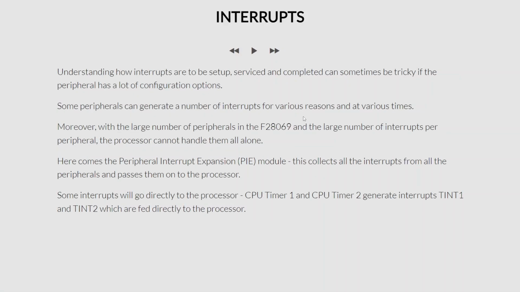Now, here I'm going to make a little statement that understanding how interrupts are set up, how they are serviced by the processor, how they are completed, and how they need to be cleaned up can be very tricky, alright? Especially if the peripheral has a lot of configuration options. Now, the timer does not have a lot of configuration options, and that is one of the reasons why I'm starting with the timer. Other peripherals like EPWMs and ADCs have a lot of configuration options, and therefore it's going to be much more tricky with those peripherals, right?